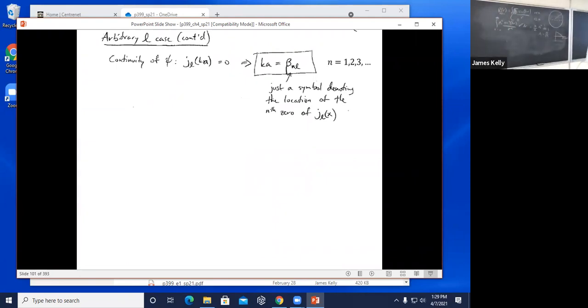So we found the solutions. They have this name, spherical Bessel functions of order L. And now we have to require that this function is continuous at r equals a. So when I plug in a, I better get 0. The function better go to 0. And therefore, the question is, well, what does ka have to be?